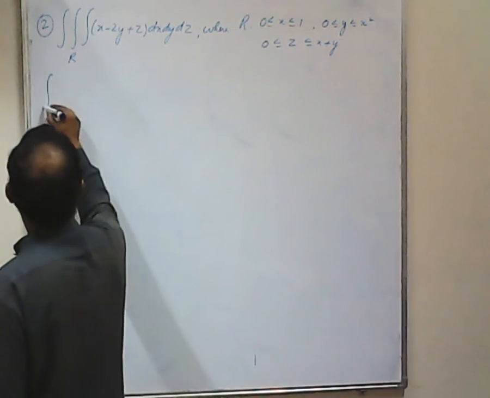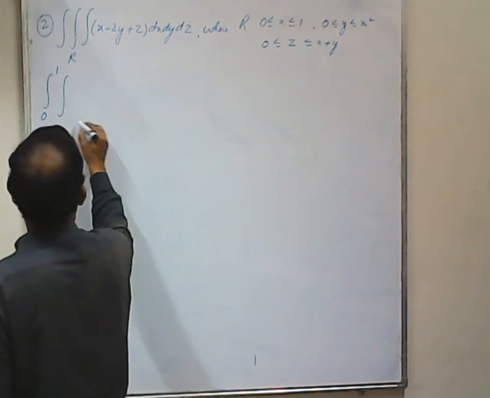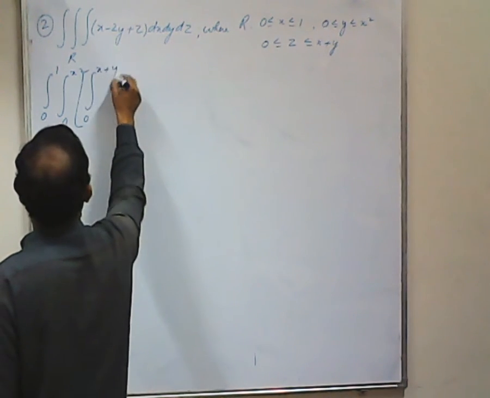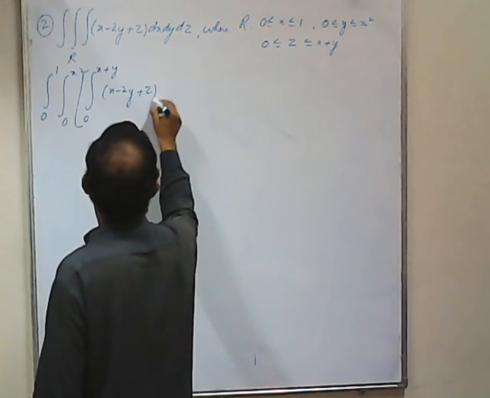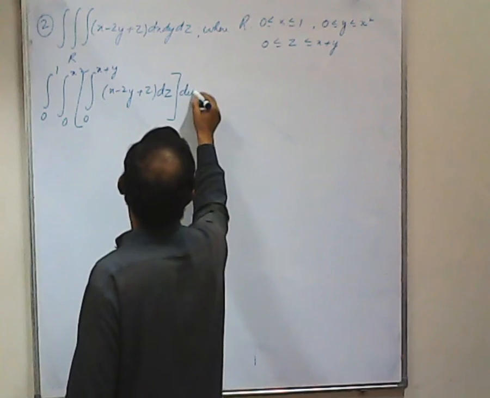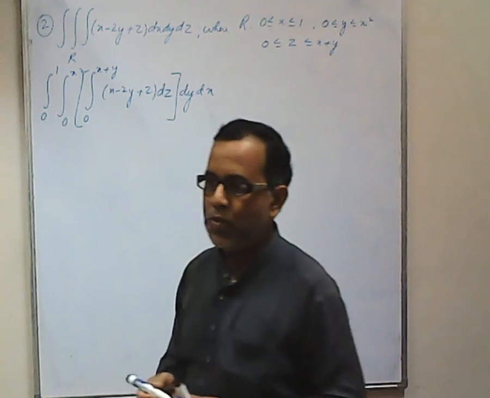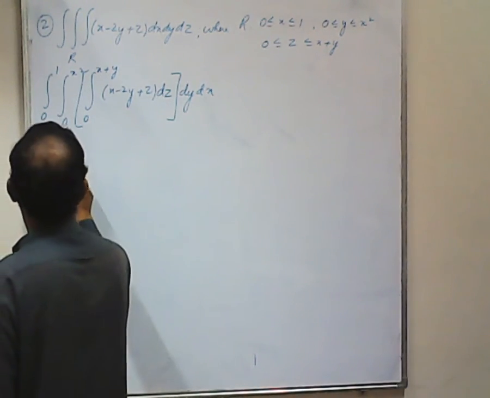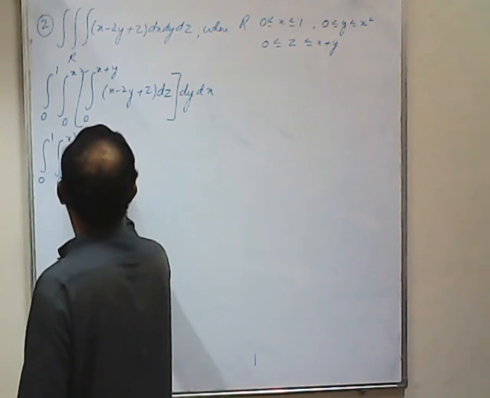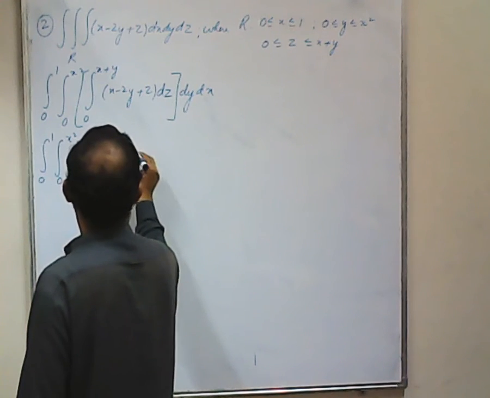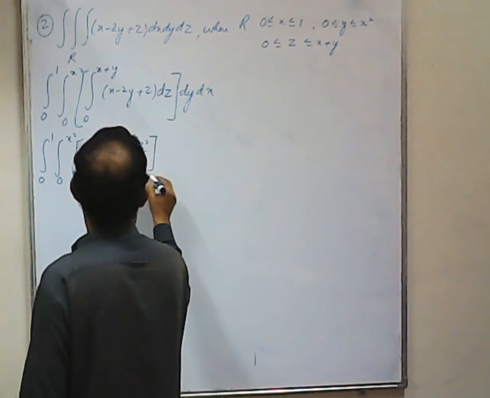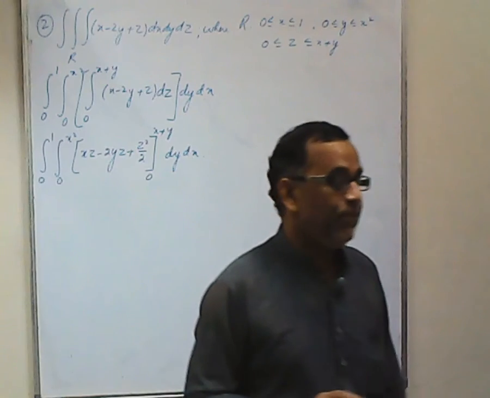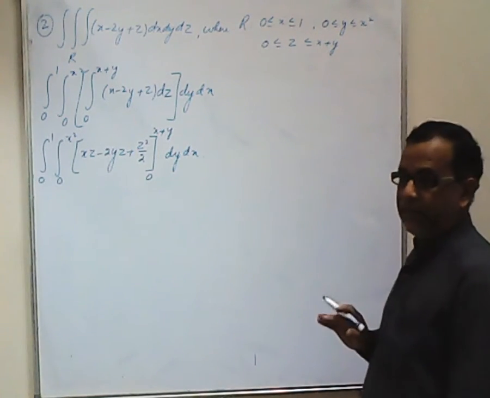Then at the second stage you have only x and y left in the question. So my order will be 0 to 1, then 0 to x square, and then 0 to x plus y for x minus 2y plus z. We will integrate with respect to z first, then with respect to y, and then with respect to x. So now I am integrating with respect to z. So I have xz minus 2yz plus z square by 2, and limits are 0 to x plus y. This is dy and this is dx.